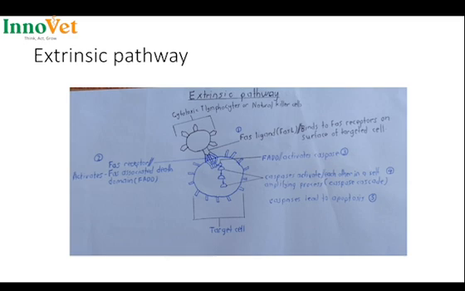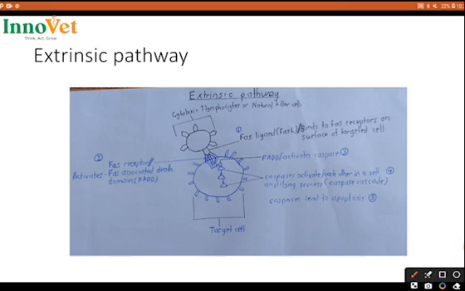So let's move to the extrinsic pathway. Just like it states, extrinsic, from outside or extracellular. So during the extrinsic pathway, we shall need a signaling molecule coming from outside the cell. Some of the signaling molecules we can have are cytotoxic T lymphocytes or the natural killer cells.